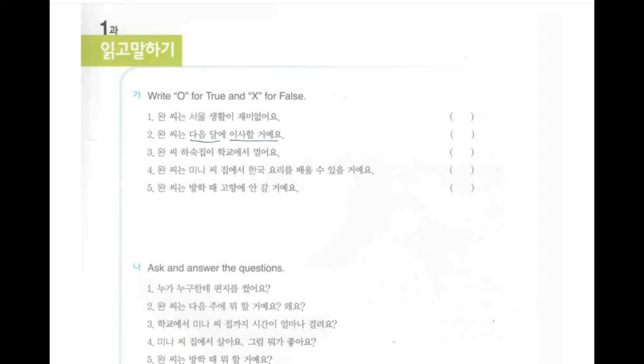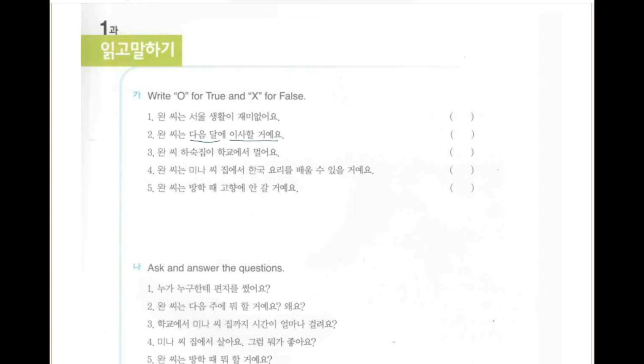3번, 완 씨 하숙집이 학교에서 멀어요. Okay, his 하숙집 아직 몰라요. 하숙집 뭐예요? 이거 boarding house. So one's boarding house is far from school. 완 씨 하숙집이 학교에서 멀어요. Far from school. Is it true? Let's see. Number four. 완 씨는 미나 씨 집에서 한국 요리를 배울 수 있을 거예요.